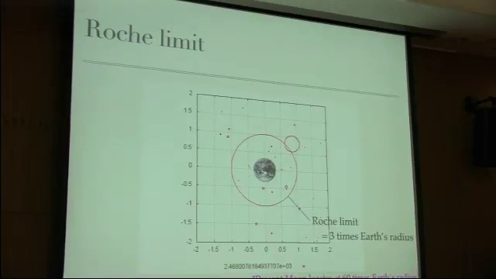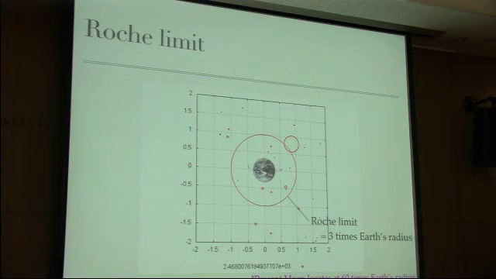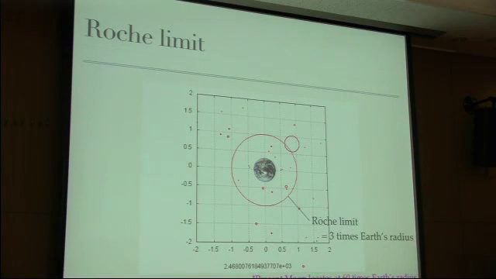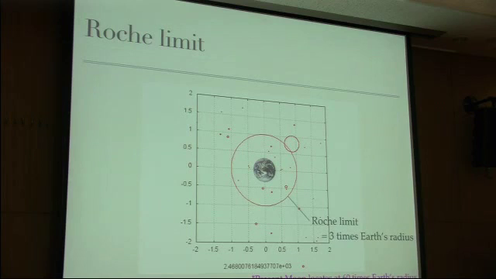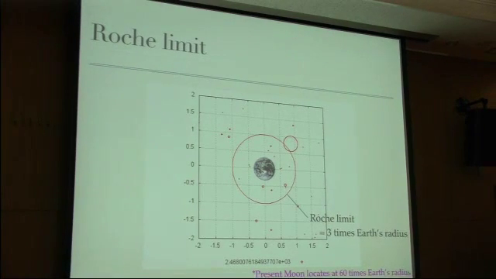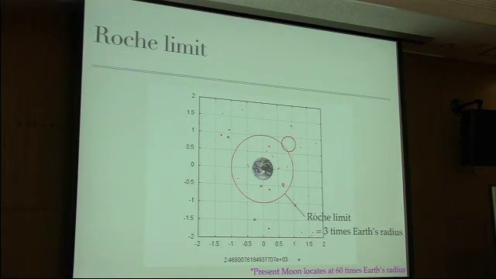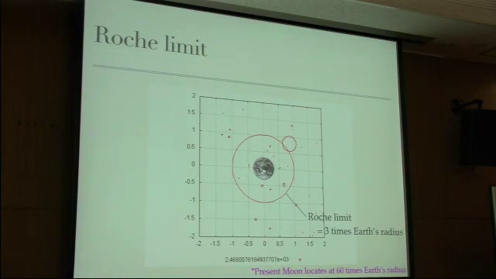But the Roche limit is just 3 times Earth's radius. Since the Moon is located at 60 times Earth's radius, originally the Moon was formed very, very much closer to the Earth than at present. So these are the results of the numerical simulations.